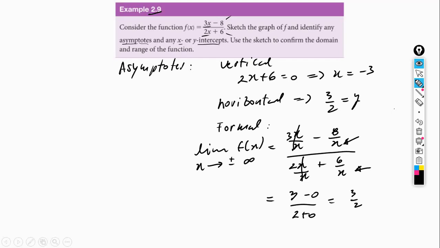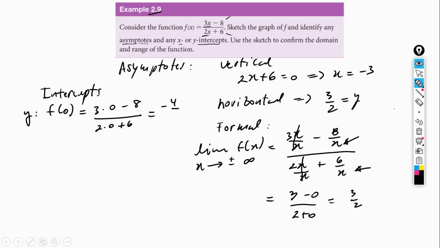How about the intercepts? So let's work over here. For the intercepts, finding the y-intercept is easy because all we have to do is plug in 0, f of 0. And f of 0 is going to equal 3 times 0 minus 8 over 2 times 0 plus 6, which in turn is going to give us minus 4/3. That means that the y-intercept is going to be 0, comma, minus 4/3.